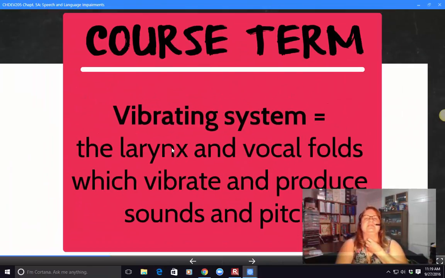The vibrating system is here. Put your hand on your throat and say your name. It can go up, down, or up. That's what pitch is. So we have to have this vibrating system, and every time we have a sore throat, it's rough or scratchy, and if you can't talk, the vibration is not happening.